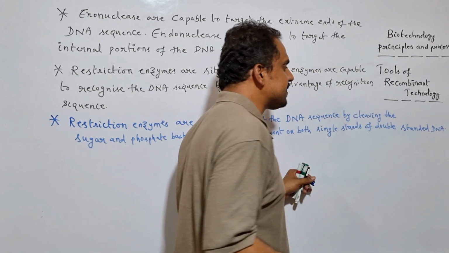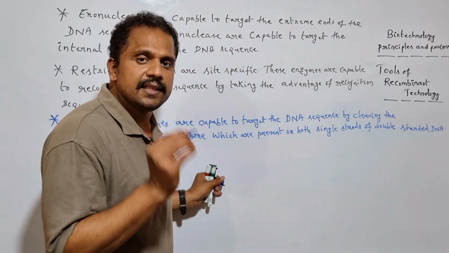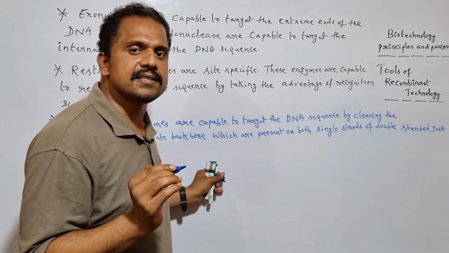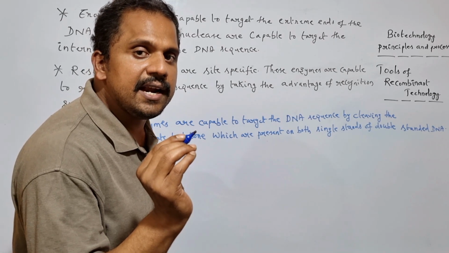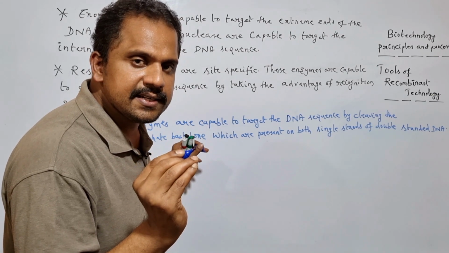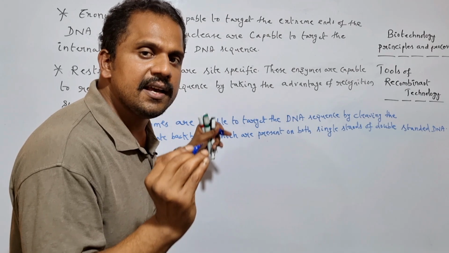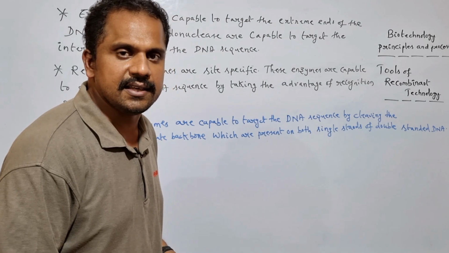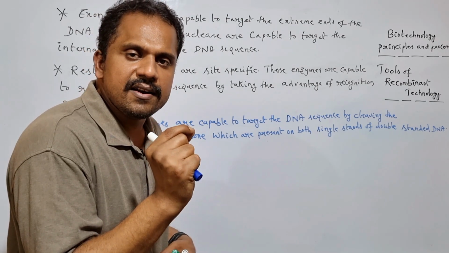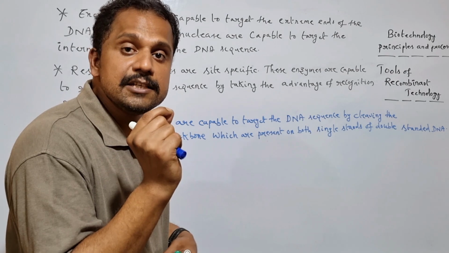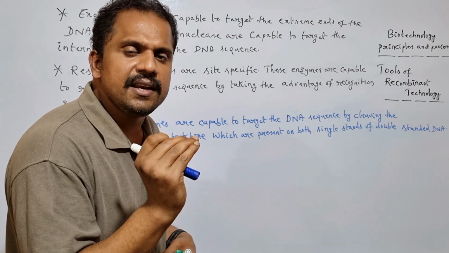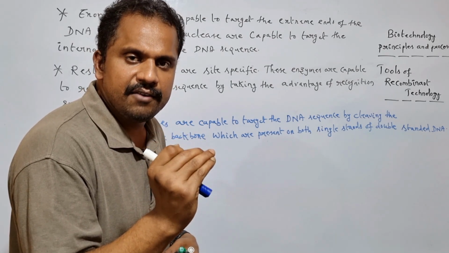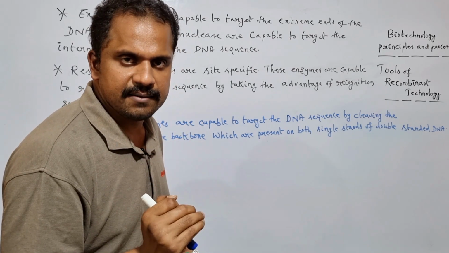So here the specific restriction enzyme is capable to inspect the DNA sequence by taking the advantage of recognition sequence. The recognition sequence is basically of palindromic site. The recognition site or recognition sequence is palindromic in nature. So what is the meaning of palindrome here? In order to understand what is a palindromic sequence, we can take the advantage of many of the common examples. Is it clear?